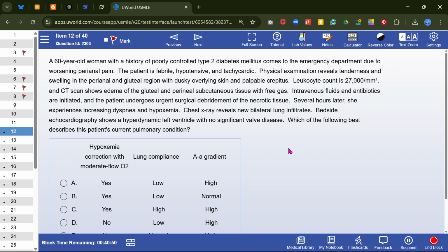CTs can show edema in the gluteal and subcutaneous tissue with free gas. In the gluteal region, there is gas accumulation. Yes, they are asking for the IV fluid antibiotic given the patient undergoes surgical debridement and then several hours after that there is dyspnea.